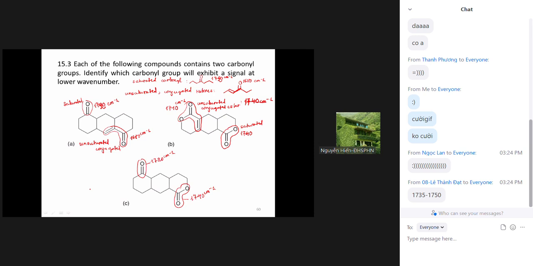Reviewed about the carbonyl group. The absorption wave number of a carbonyl group can be different if it is in a saturated ketone, an unsaturated conjugated ketone, or in an ester. So you can use infrared to identify this kind of carbonyl functional group.